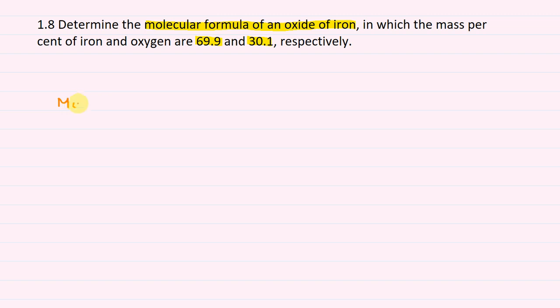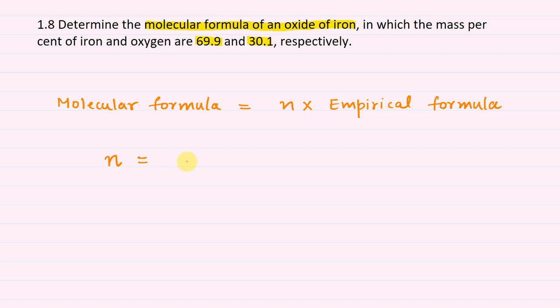There is one expression: molecular formula is equal to N into empirical formula. What does this N represent here? The N is an integer value that is equal to molecular mass divided by empirical formula mass.